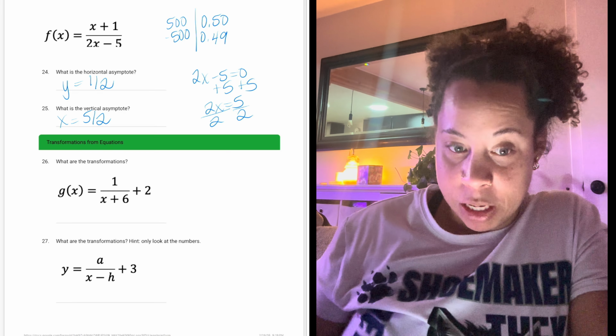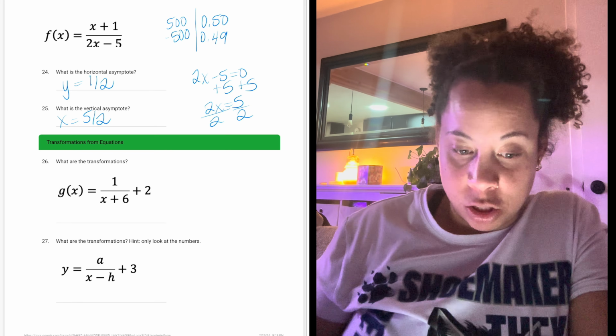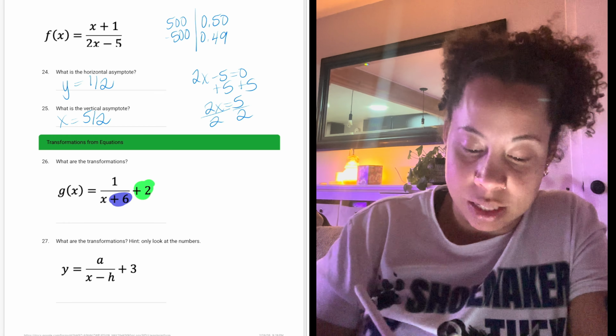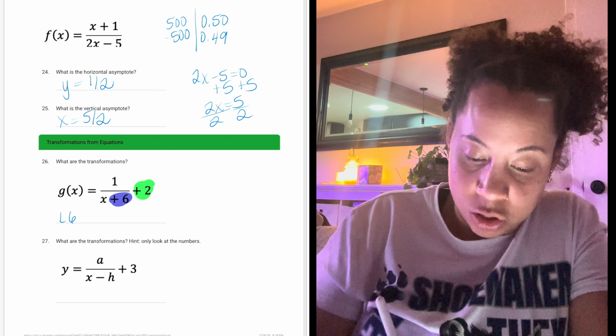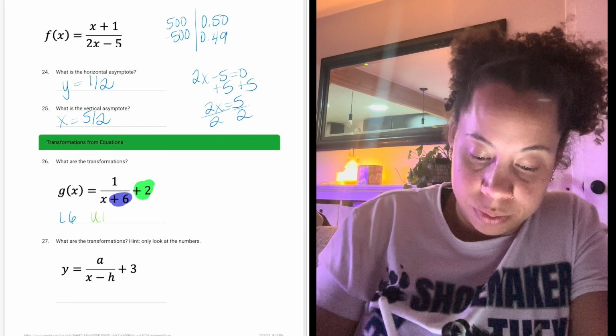Now for transformations, we've done this before. You might want to have your transformation on your note card, but when it's underneath, that moves it left or right, and when it's outside, it moves it up or down. So remember, your x is always lying to you. So if it's a plus 6, it's actually moving to the left 6, and if it's a plus 2, it's moving up 2.